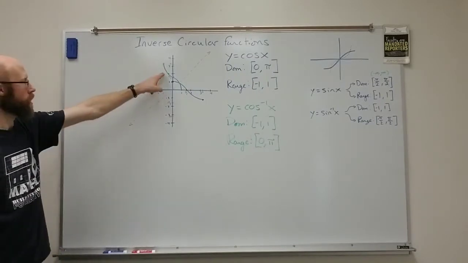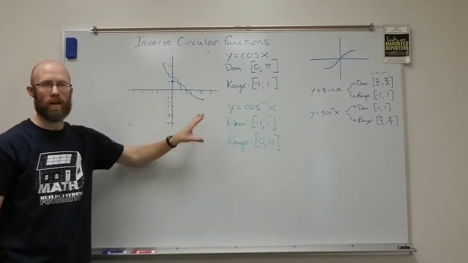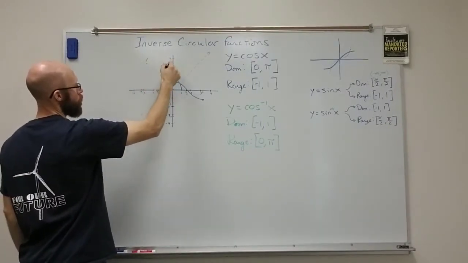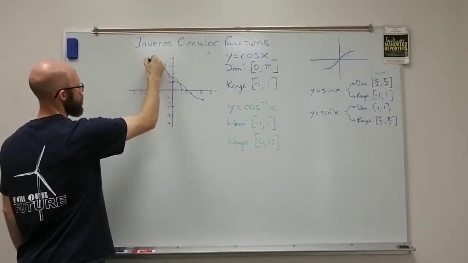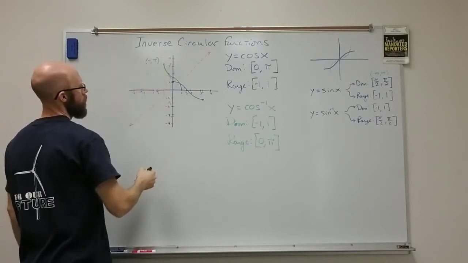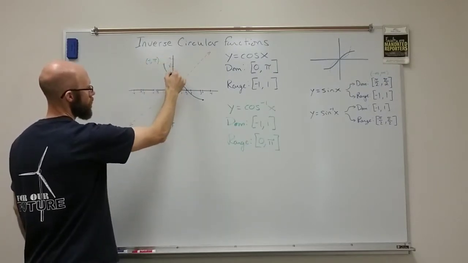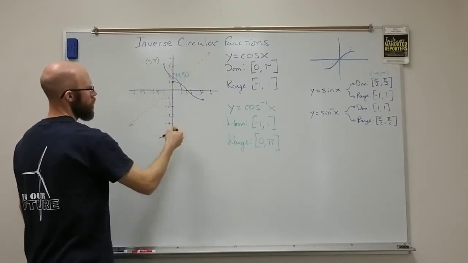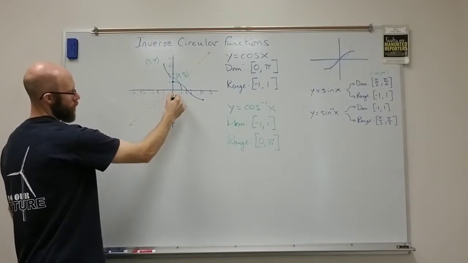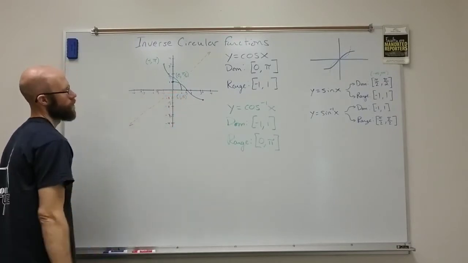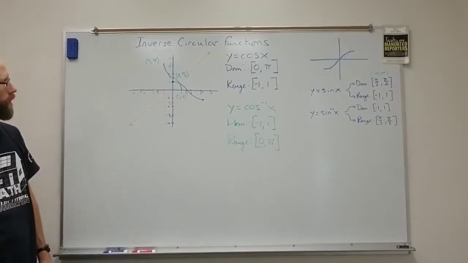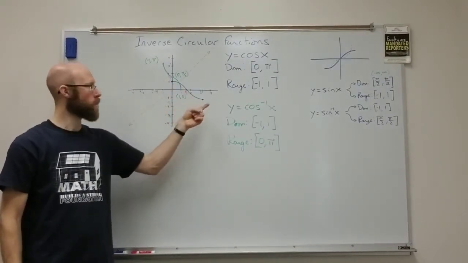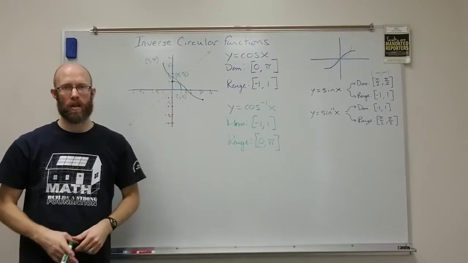Okay, so the green graph now is the graph of the inverse cosine. It contains 3 important points. The left endpoint is -1, pi. The midpoint here, which is the y-intercept, is at 0, pi over 2. And then this right endpoint is at 1, 0. Again, those 3 ordered pairs are inverted from the blue graph of the cosine.